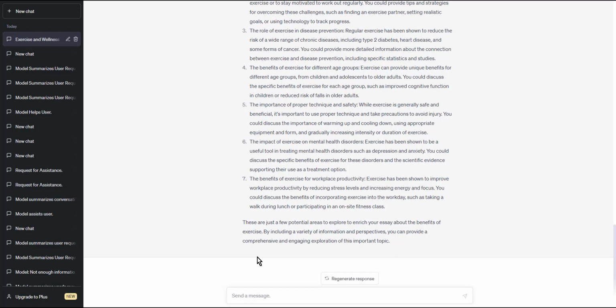Or, "Exercise is a powerful tool that can help us stay healthy, happy, and resilient. So why not make it a priority in our lives?"